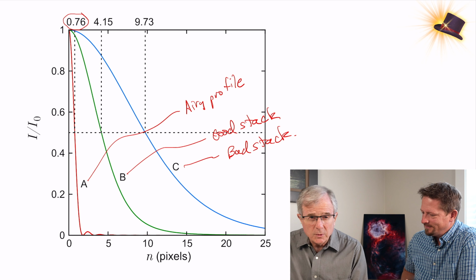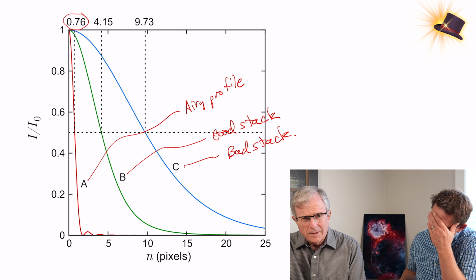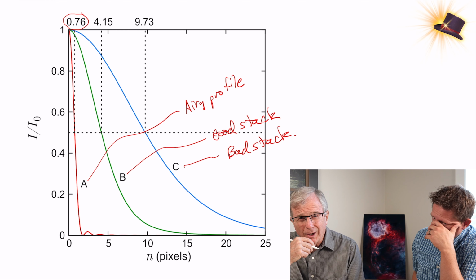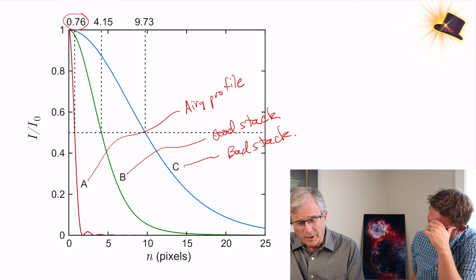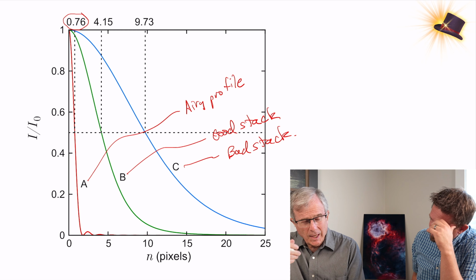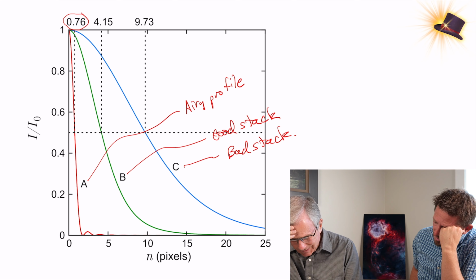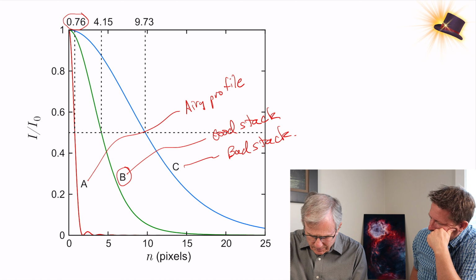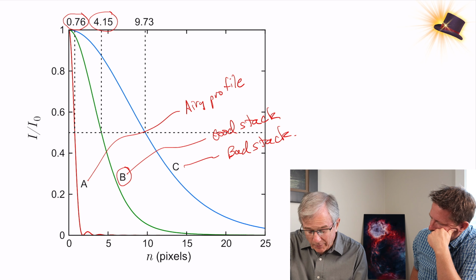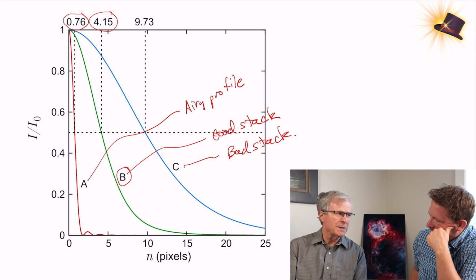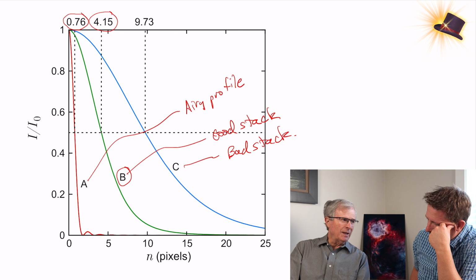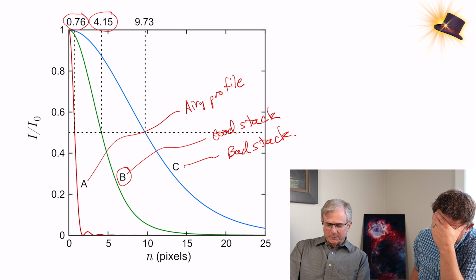What's interesting about this one, to me at least, is just how far we are, in taking these long exposure photographs, from capturing the maximum possible resolution. We're so far. Yeah, I mean, this curve B, even the good stack, we're talking about a half width at half max of 4.15 instead of 0.76. It's kind of embarrassing. We need less atmosphere. Yeah, or maybe one of us should move to Peru in a couple of weeks. Wait, that's a good idea.